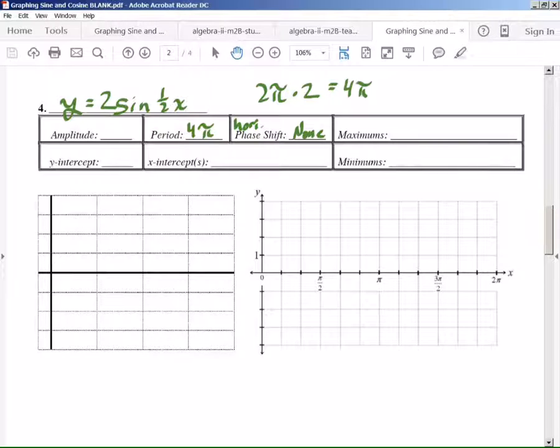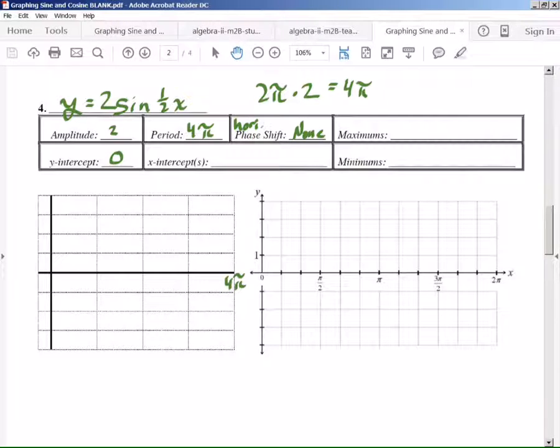Now the A, which is this 2 right here, changes the amplitude. It changes the max and the min. So I'm going to put 2 right there because the amplitude is no longer 1. Now, did we move up or down? No. So our y-intercept stays at 0. We'll do the x-intercepts and maximums at the end.